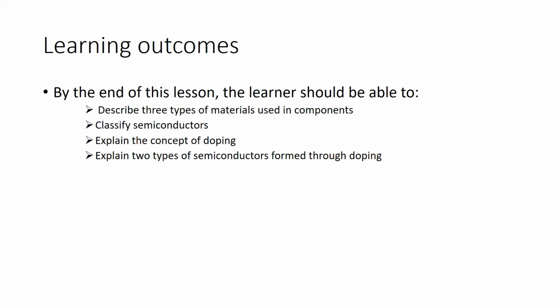Before we start, here are the learning outcomes expected by the end of the lesson. As a learner, you should be able to describe 3 types of materials used in electronic components. Number 2, you should be able to classify semiconductors. 3, explain the concept of doping. And 4, explain 2 types of semiconductors formed through doping.